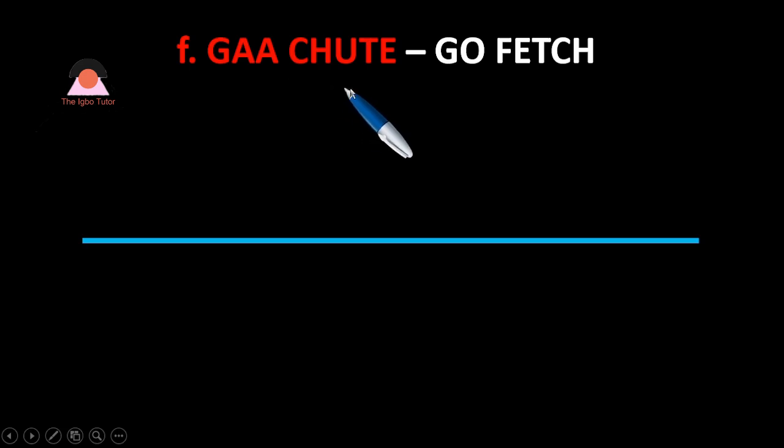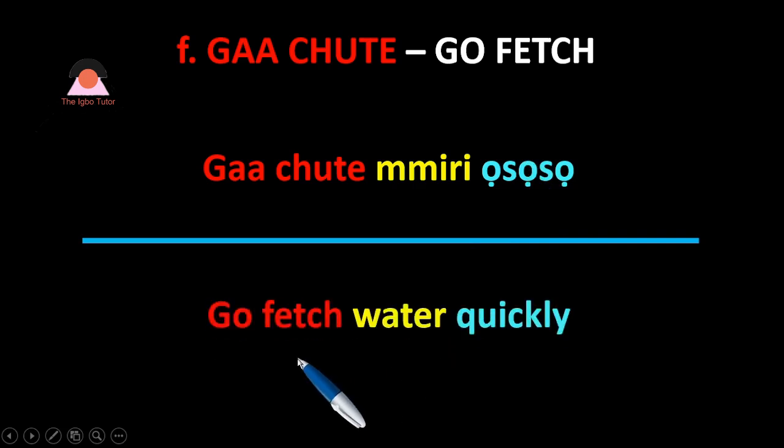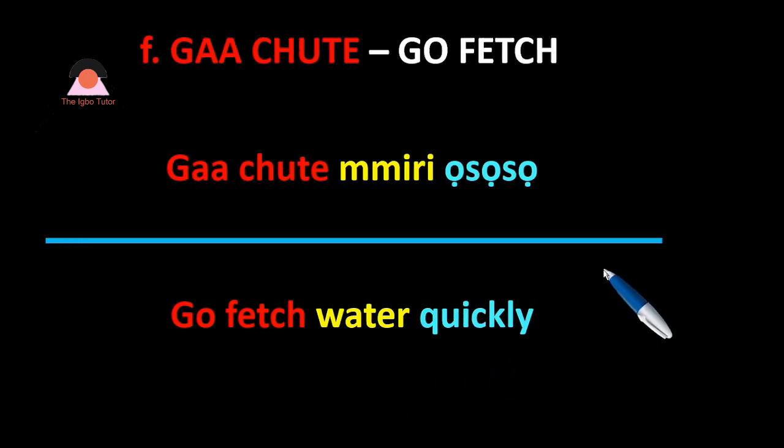Ga chute, go fetch. Let's look at the sentence now. Ga chute mmiri ọsọ ọsọ. Some will say ọsịsọ, replacing this O with I with dot under. Both are correct. Ọsịsọ or ọsọ ọsọ. Let's look at what that means. It means go fetch water quickly. Move on from here.